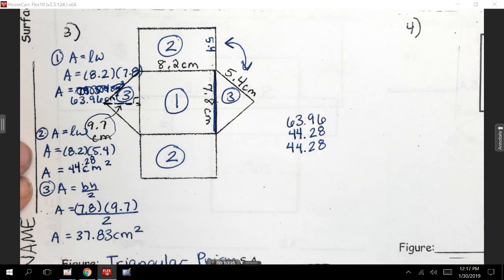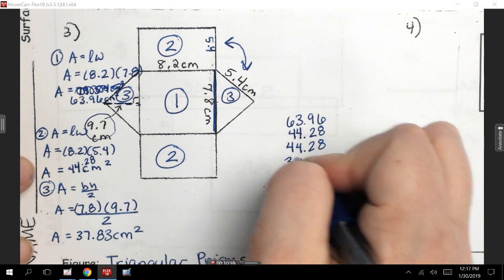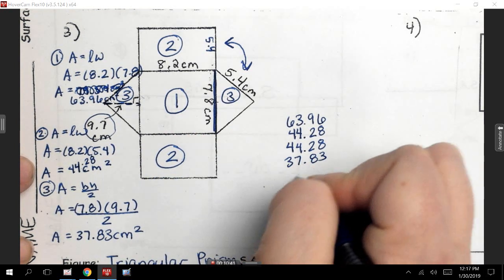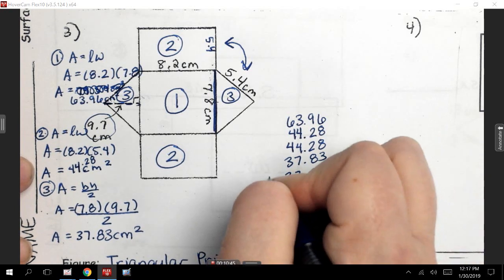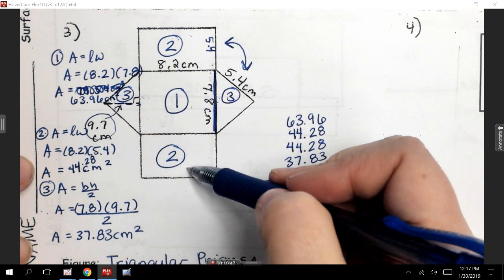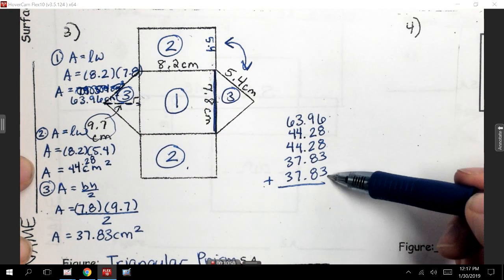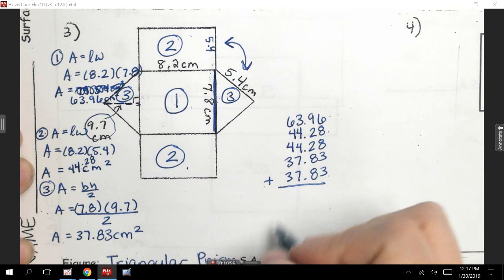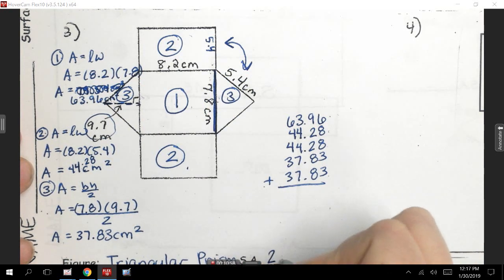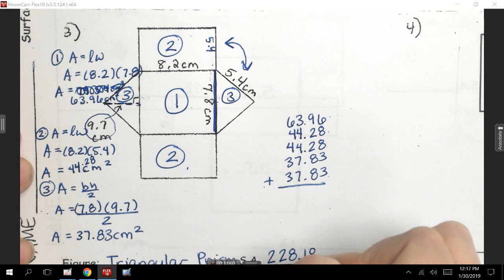So we're going to add up our 44.28, and then I have 2 triangles, so that gives me 37.83 twice. Let's see if someone can type this in correctly and get me a final answer. Adding up 1, 2, 3, 4, 5 shapes, 5 numbers. Hopefully those numbers are correct now. Collier? I got 228.18. Can I get a confirmation from someone to make sure that we are correct?